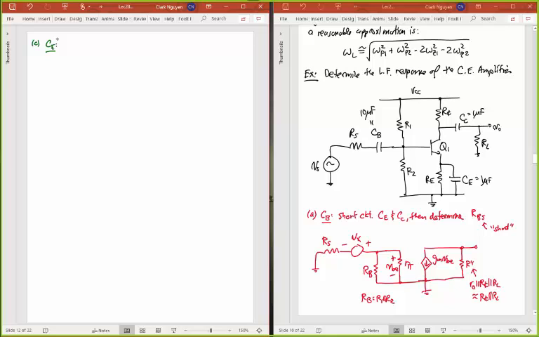Let's get the frequency associated with C sub E, and like we did before, you take the other capacitors not involved, C sub B and C sub C, and you short them. And you also zero out your source V sub S, and then in the end, we want to determine the resistance R sub E S. Okay, and I'm just going to set up the circuit for you here.